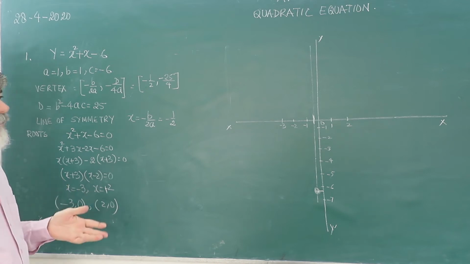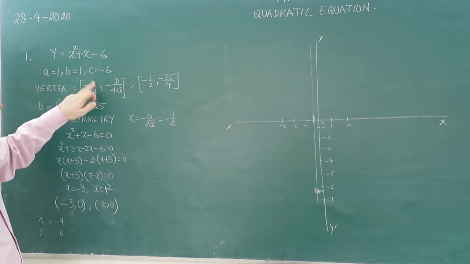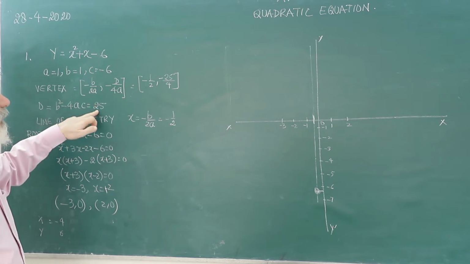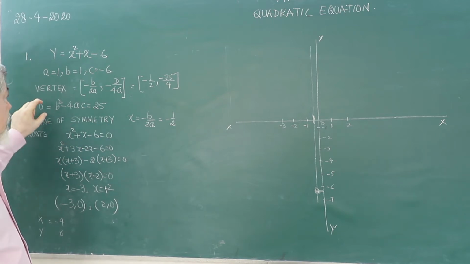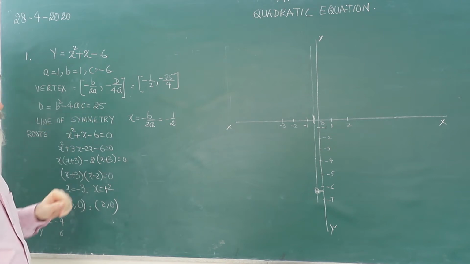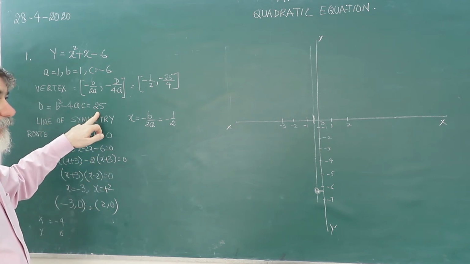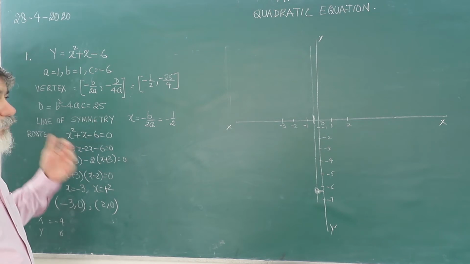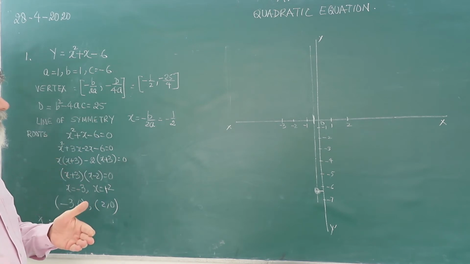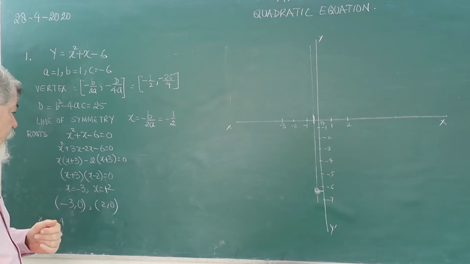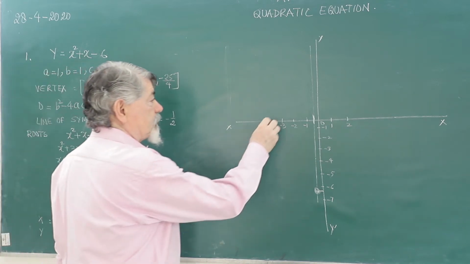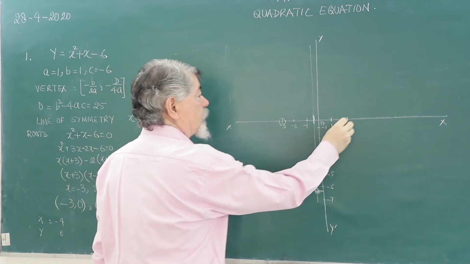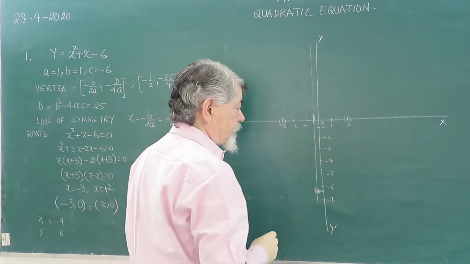As you know, there will be two roots, because the value of the discriminant is positive, so roots are going to be real and distinct. You know that by the nature of roots, because the discriminant is coming 25, which is positive. Distinct means there will be two different roots. So I get (minus 3, 0) and (2, 0). Minus 3, 0 is this point and 2, 0 is this point.